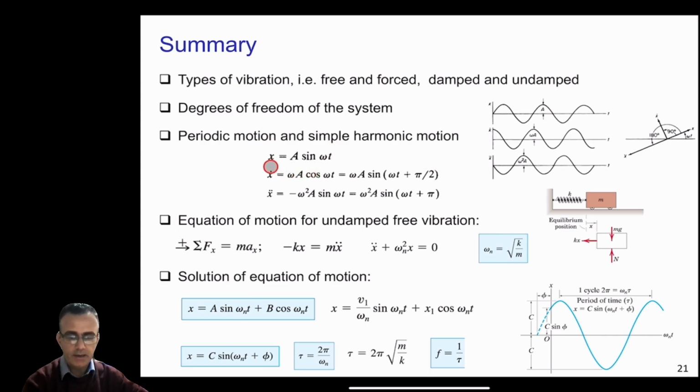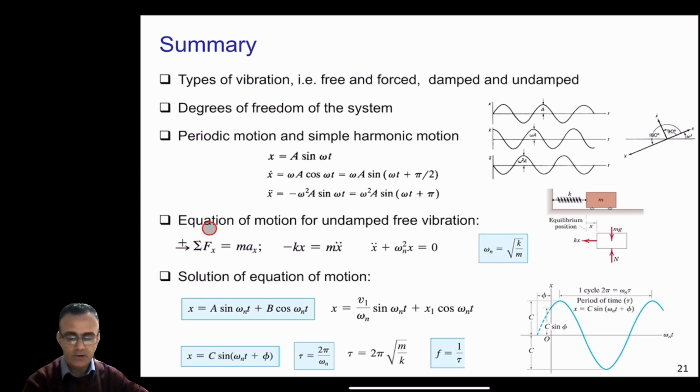And then we represented x as a sine omega t. The velocity and acceleration can be obtained by just differentiating this equation with respect to time. And these are the plots for the simple harmonic motion for the displacement, velocity, and acceleration. We also showed that the velocity is at 90 degrees to the displacement, as you can see in this equation here. And similarly, the acceleration is at 180 degrees to the displacement, which you can see here.